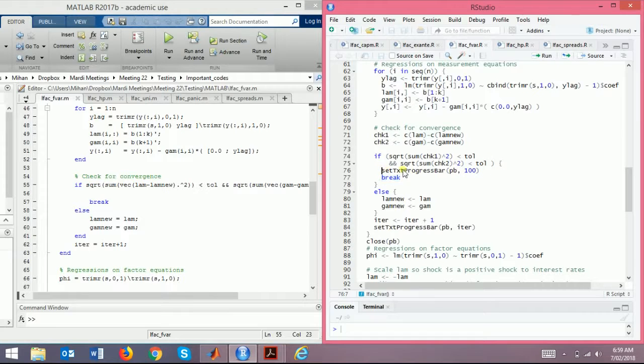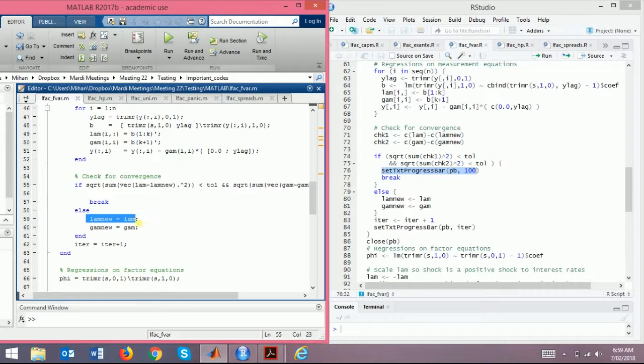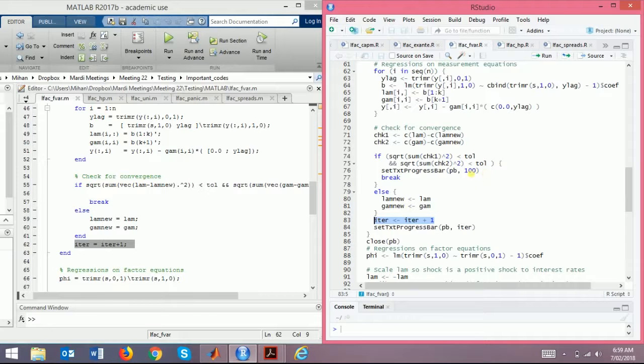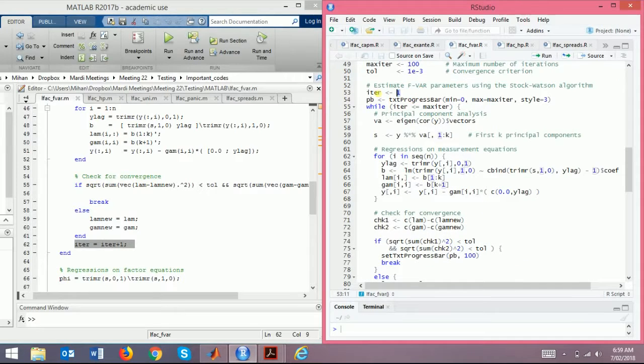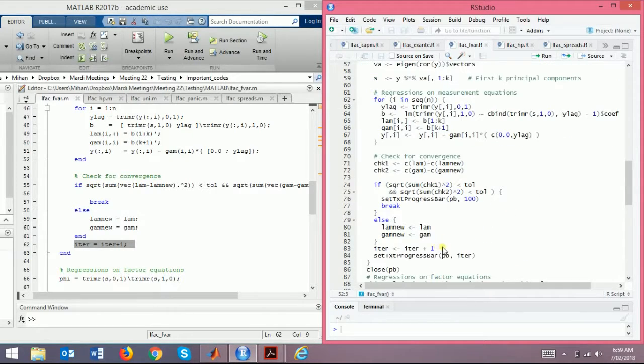Set text progress bar, not very important. Else lambda nu will take lambda value, gamma nu will take gamma value, and this is the update criteria. Okay, so it will continue. Remember, if you don't keep this update condition, then the whole system will get stuck in the first stage and you will be crashing the machine. So each time the iteration will progress one by one. Iteration starts at 1 and the iteration will now progress.